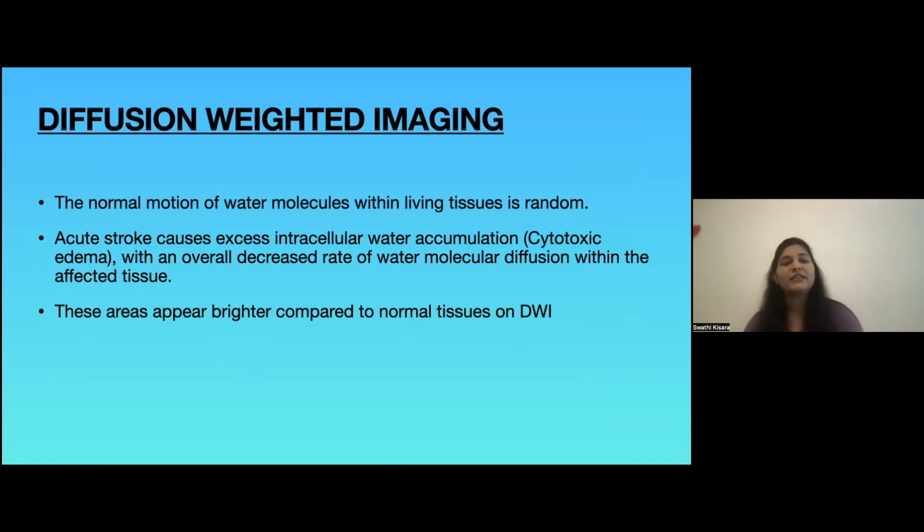So diffusion weighted imaging makes use of the movement of the water molecules within the tissues. The normal motion of water molecules within the living tissues is random. Acute stroke causes excess intracellular water accumulation. Like I said, it's because of cytotoxic edema, with an overall decreased rate of water molecular diffusion within the affected tissue. So these areas appear bright compared to normal tissues on diffusion weighted imaging.